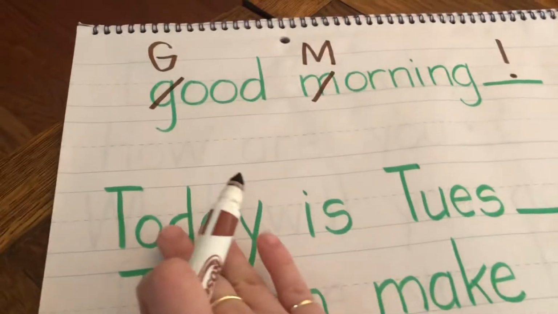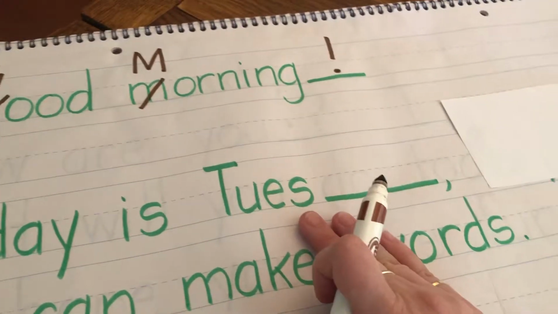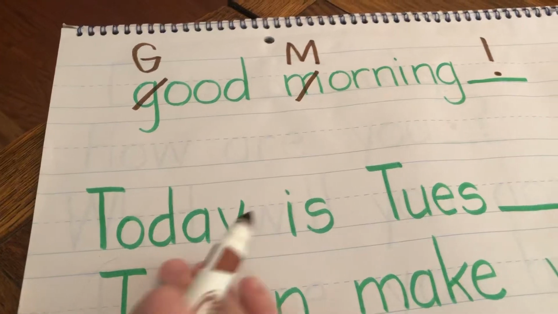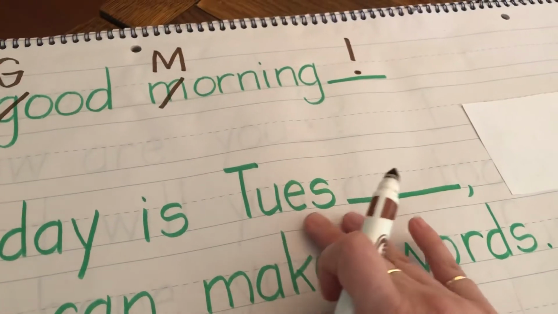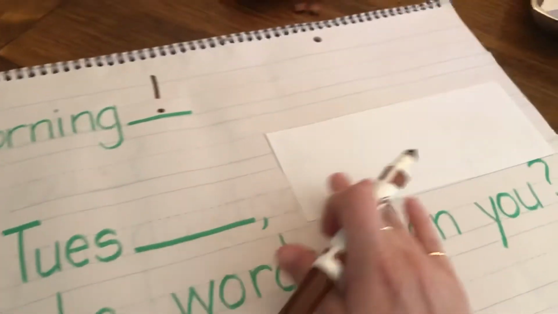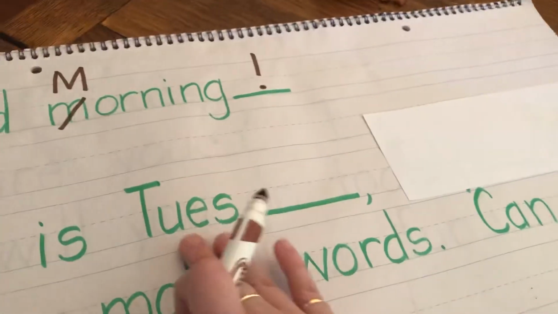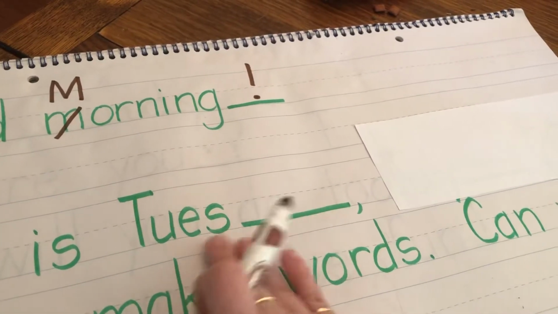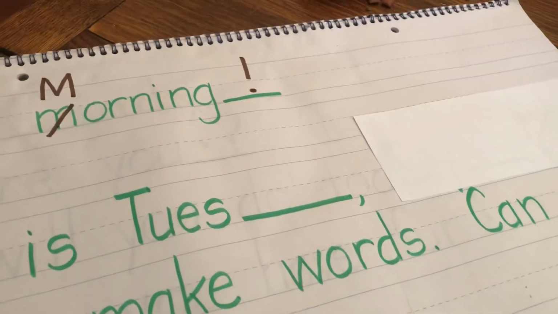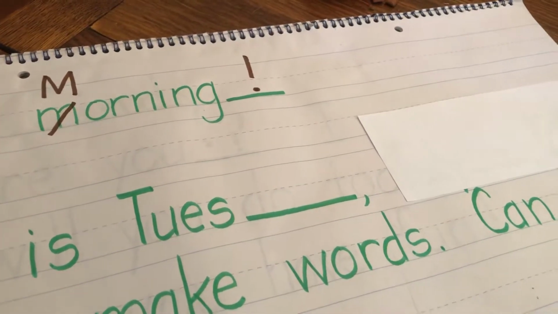All right, so here we're gonna write the day of the week and the date. So let's see what we have here. We have today is Tuesday. Something's missing here, and we need to write the date. So let's look to see how we would spell Tuesday. Let's review our days of the week first, and that might help us.